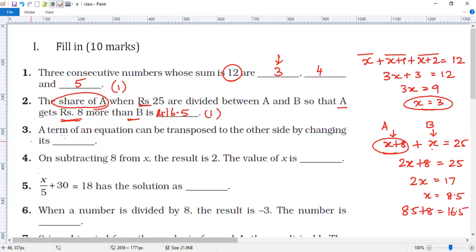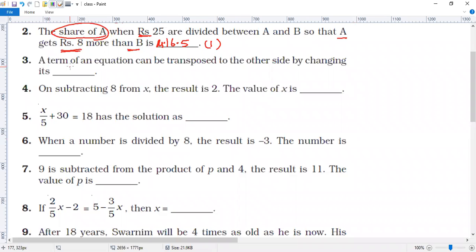Question number 3. The next question: a term of an equation can be transposed to the other side by changing its dash. What do you mean by this? By changing its sign. Exactly. See, if I have something like x plus 2 is equal to 0, how can I transpose it to the other side? By changing its sign. X is equal to what? Minus 2. Correct? Yes, ma'am. For this one, it's 1 mark.